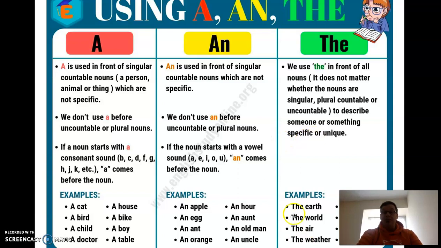And here are the examples: the earth, the world, the air, the weather, the moon, the president, the CEO, and the sun. Okay? Let's try it out.